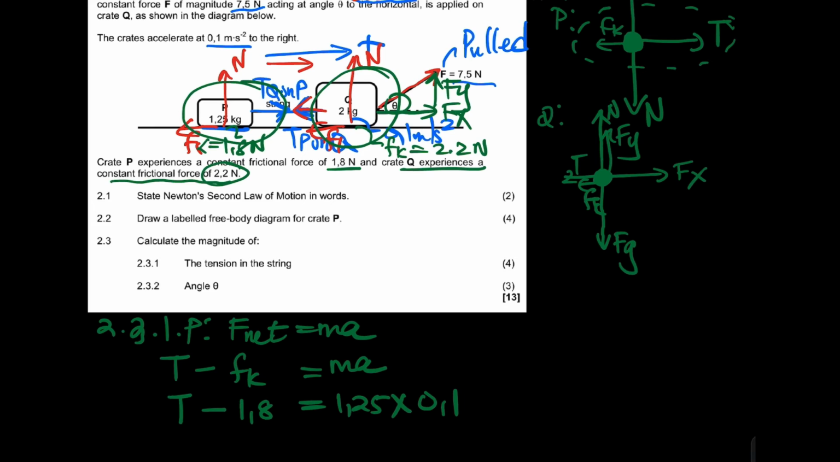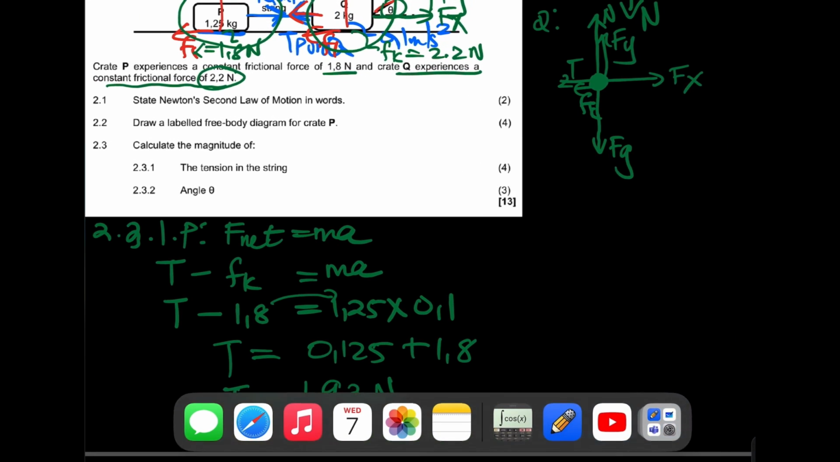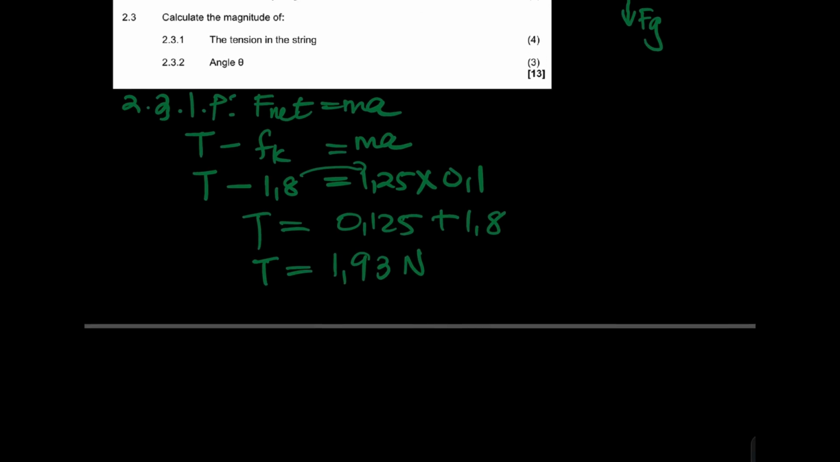Now, when it comes to this, it's the math, guys. You have to apply your math. So we'll say T is equal to 1.25 multiplied by 0.1, which is 0.125. And when you transpose the friction to that side, it's going to be plus 1.8. So 0.125 plus 1.8 is equal to the tension. It's going to be 1.93 newtons. We're done with that question. Let's go to 2.3.2.